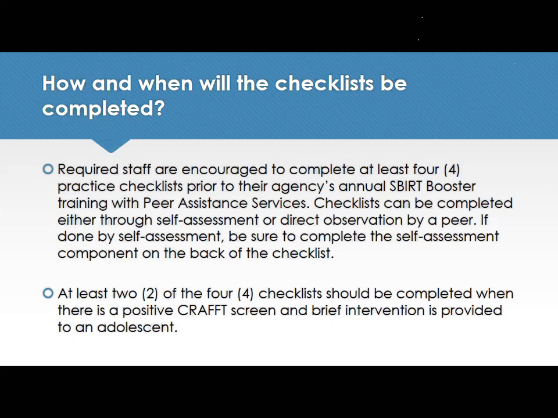The checklist can be completed either through a self-assessment, so you do it yourself after you have a visit with a student or later in the day when you have a little time, or direct observation by a peer in the school-based health center. If it's done by self-assessment, be sure to complete the self-assessment part on the back of the checklist. And we're hoping at least 2 of the 4 checklists should be completed when there's a positive CRAFFT screen and brief intervention is therefore indicated.